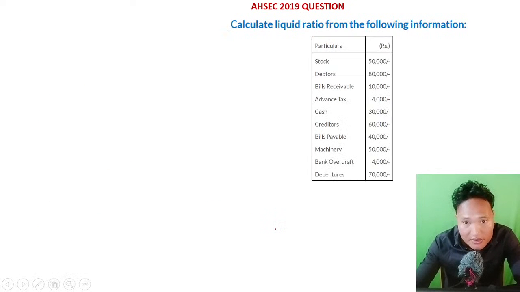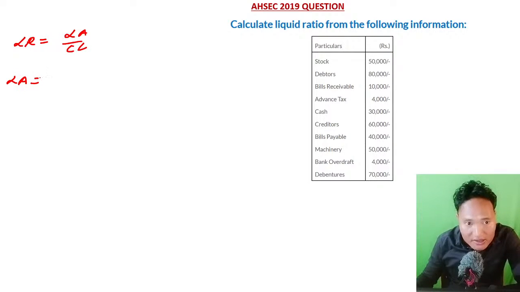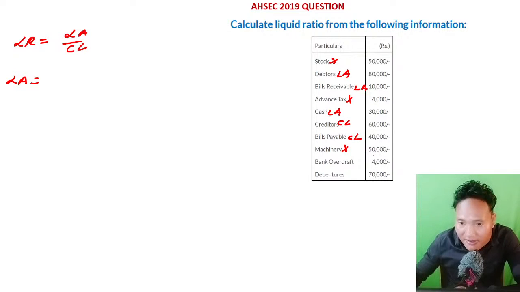Now let us move to the next question. Calculate liquid ratio from the following information. This question was asked in the year 2019. As we know, liquid ratio formula is liquid asset by current liabilities. Now what are the various items that are included in liquid asset? Already I have said that stock is not included in liquid asset. Debtors is a liquid asset, bills receivable is a liquid asset, advance tax paid is not a liquid asset, it is a prepaid, cash is a liquid asset, creditors is a current liability, bills payable is a current liability, machinery is a fixed asset, bank overdraft is a current liability, and debentures are not included.